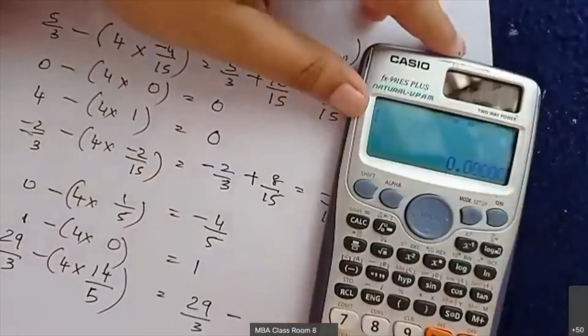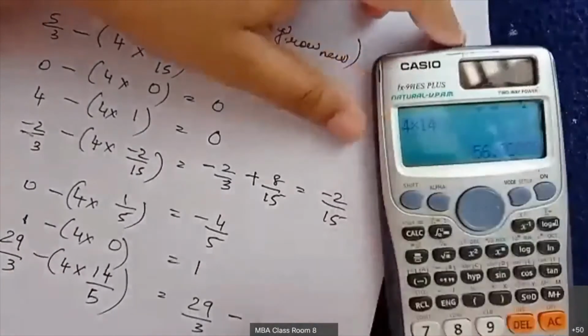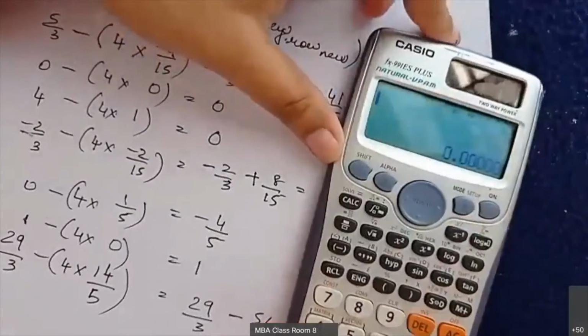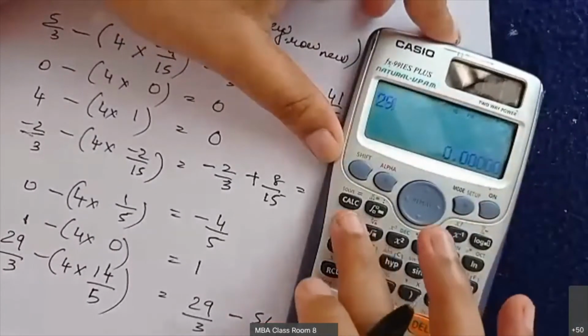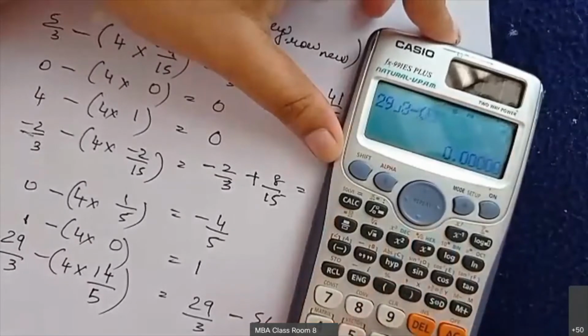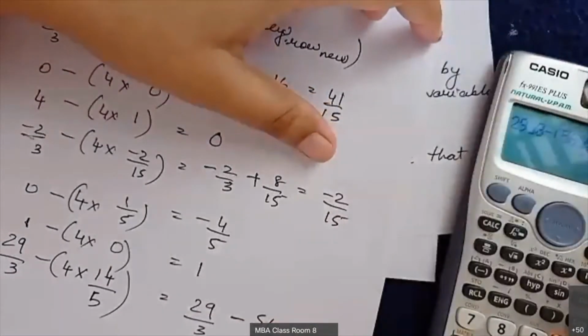Okay, 4 into 14 is 56. 56 divided by 5. Do it in the calculator. 29 divided by 3 minus 56 divided by 5. Okay, what is the value? Minus 23 divided by 15.